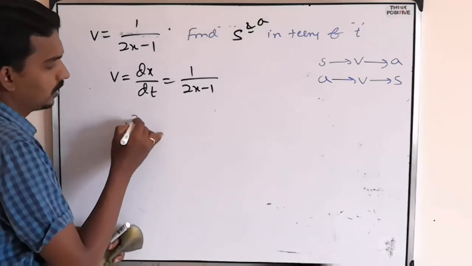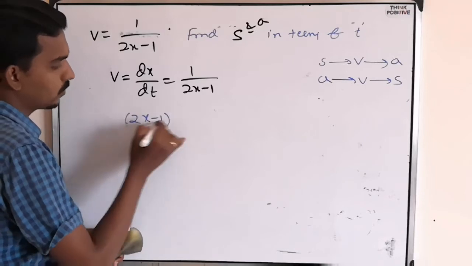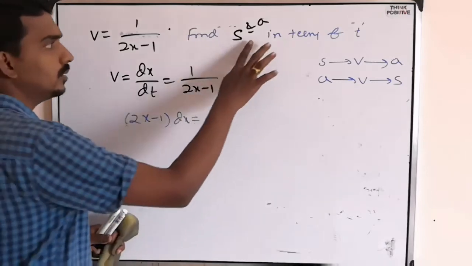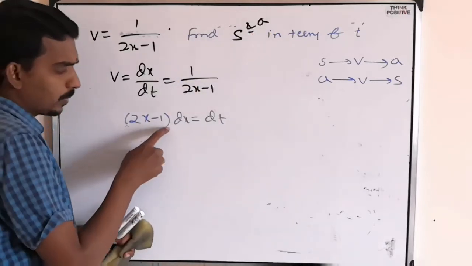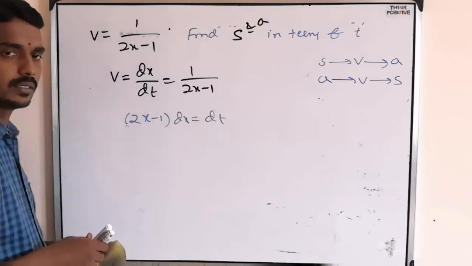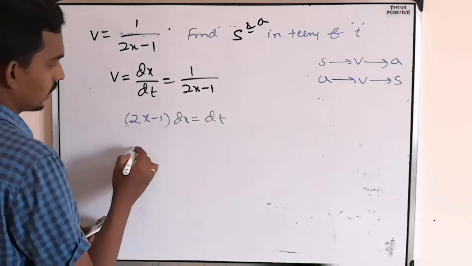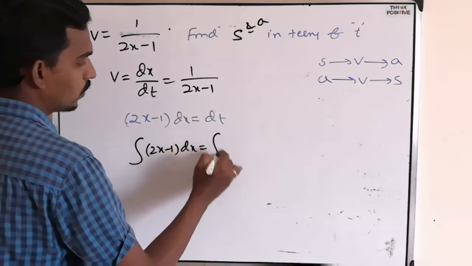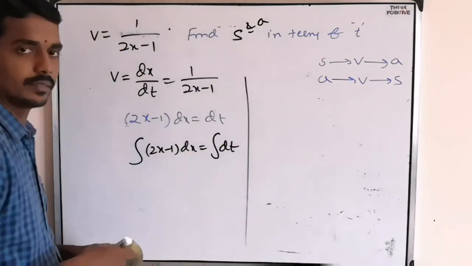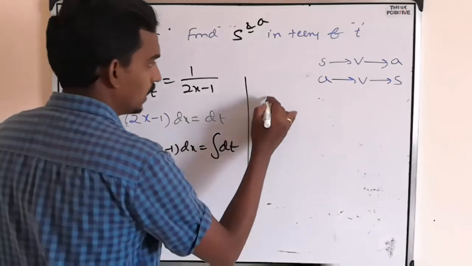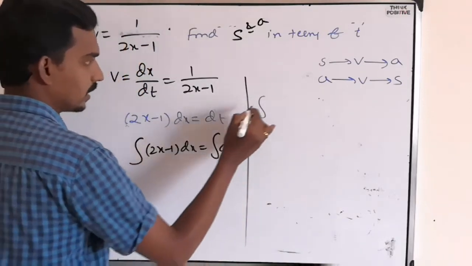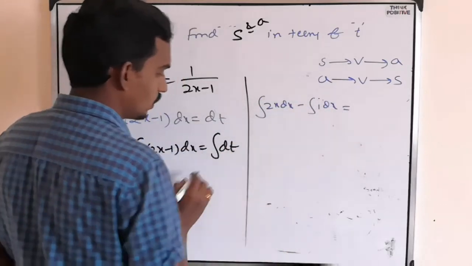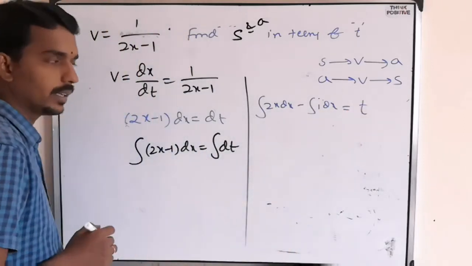Now cross multiply it, 2x minus 1 dx equal to dt. So 2x minus 1 dx equal to dt. Then go for integration both sides. Integration 2x minus 1 dx equal to integration dt. Then write separately integration 2x dx minus integration 1 dx equal to integration dt, which is nothing but t.